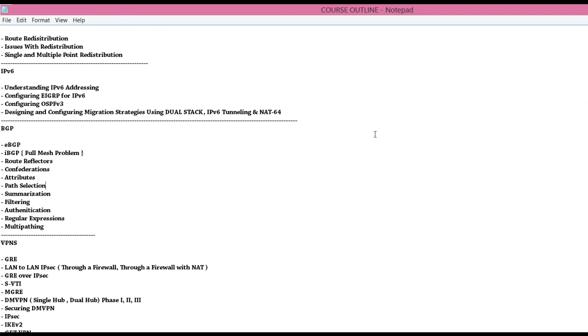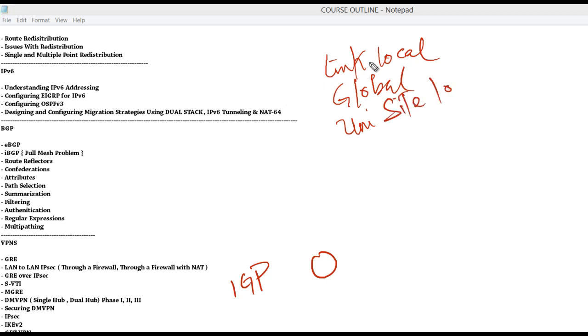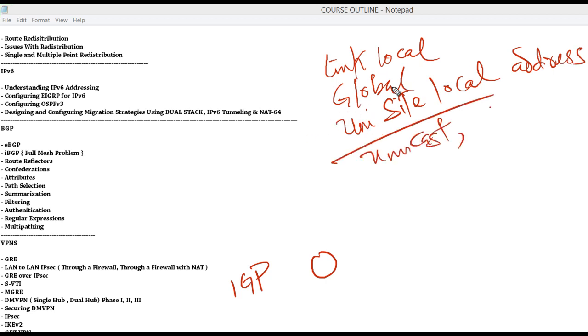IPv6. IPv6 is really hot on the market now, so we're going to really see the different addressing schemes for IPv6. We have the link-local addresses, we have the global addresses, we have the unique, I think it's site-local, IPv6 addresses. We'll talk about unicast routing in IPv6, talk about running all of these IGPs in IPv6.